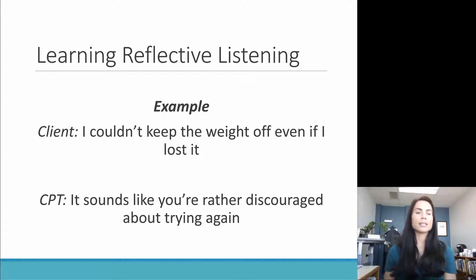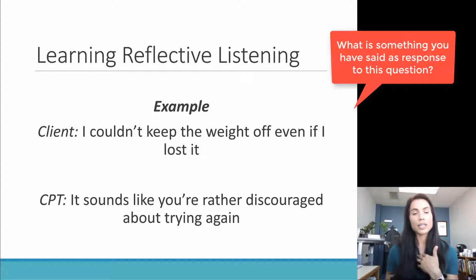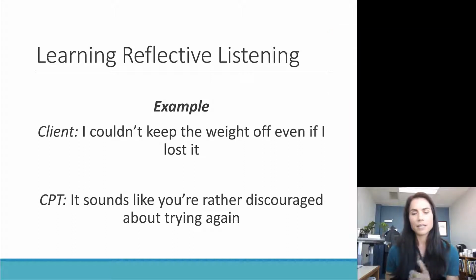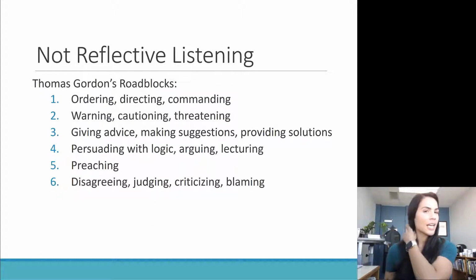So your client says, "I couldn't keep the weight off even if I lost it." And I wonder how many of you have heard things like that, even if it's not from your client, maybe a family member or a friend. As a CPT or a coach, you can then say, "It sounds like you're rather discouraged about trying again." In that moment, your client now feels more understood. They feel connected to you, and there's this level of rapport that you now have because they know that you understand them.